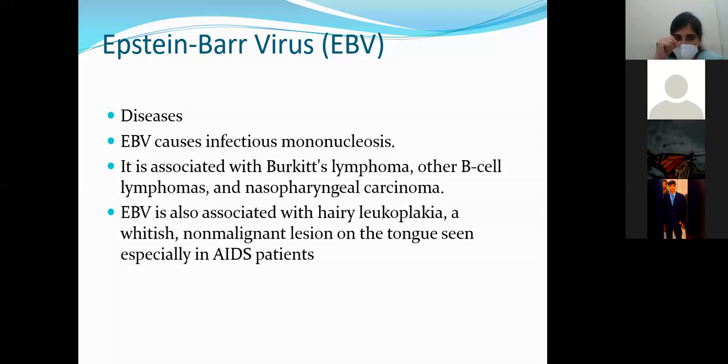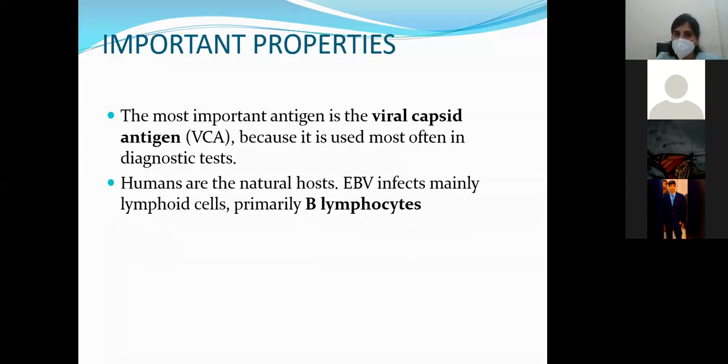Epstein-Barr virus is associated with hairy leukoplakia, a whitish non-malignant lesion on the tongue seen especially in the AIDS patient. Important properties. The most important antigen is the viral capsid antigen, VCA, present on the nucleocapsid, because it is used most often in the diagnostic test. Humans are natural hosts. Epstein-Barr virus mainly infects the lymphoid cells, primarily B lymphocytes.